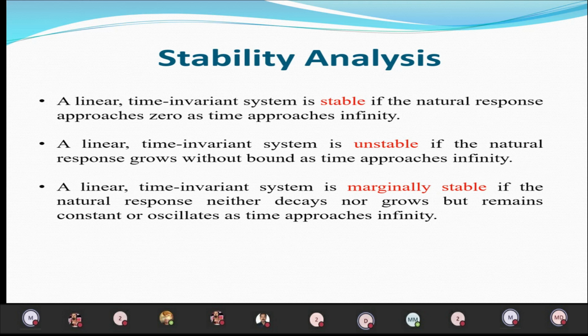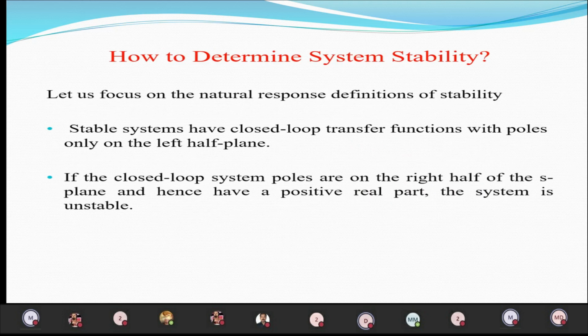Now let us focus on the natural response, which defines the stability of the system. A stable system has closed loop transfer function poles located in the left half of the S plane. If the closed loop system poles are located in the right half of the S plane, then the system is said to be unstable. This is how we conclude whether the system is stable or not.